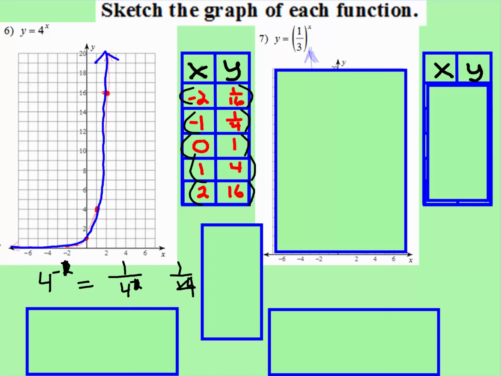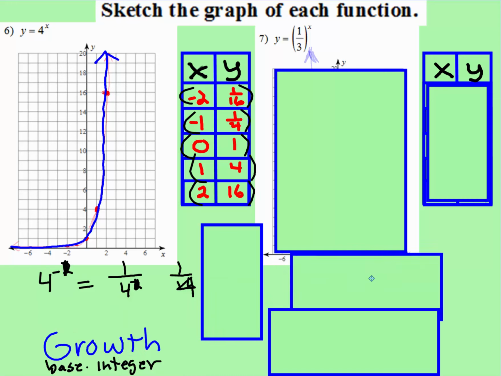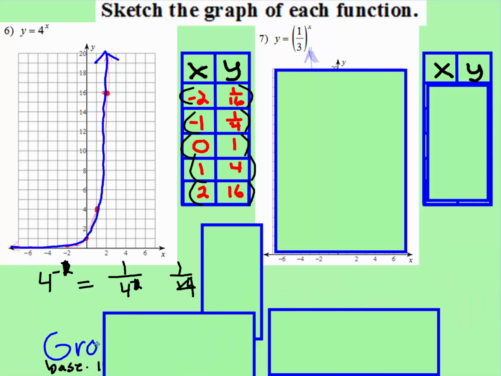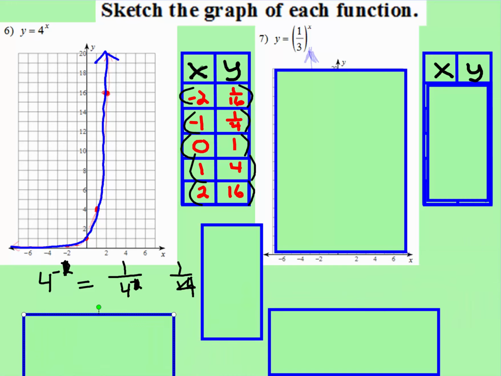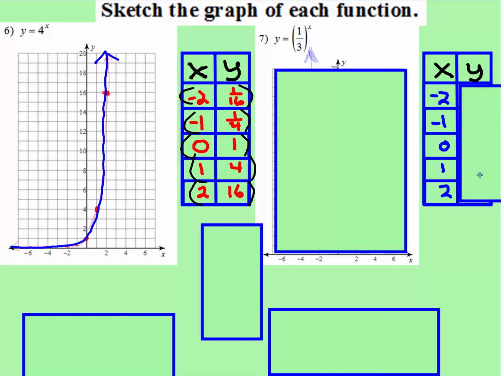As you read left to right, if the values are increasing, that's called exponential growth. And notice the base number is an integer. All right, so when the base number is an integer, that's exponential growth. All right, I'm going to erase this stuff, and then we're going to talk about what happens when you've got a fraction. So we're going to pick x values.